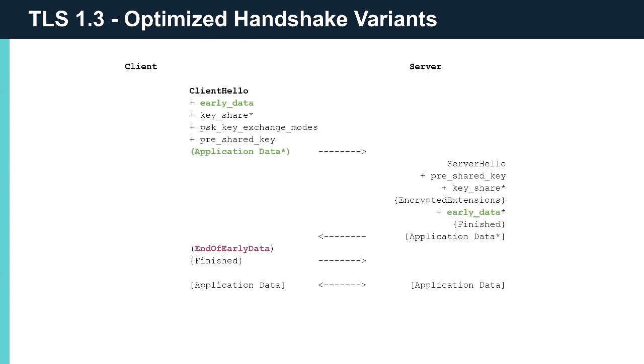So here we can see the client sending early data over, in the form of application data, with the client hello. There's an early data extension, and then there's also an end of early data message that gets sent by the client.